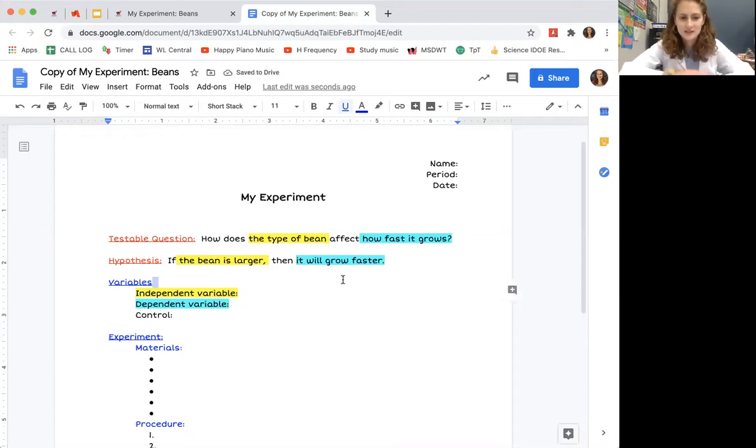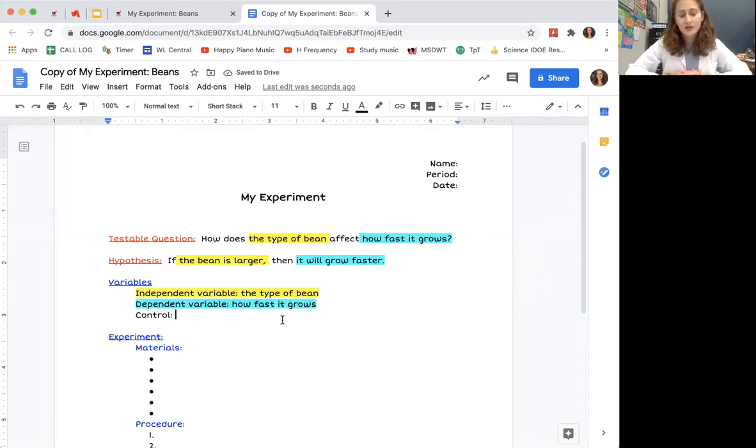That's my hypothesis. The next step is to identify our variables. That's why I highlighted things in yellow and in blue. The first half of our testable question tells us our independent variable, which is the type of bean. That is what we are changing in this experiment. The dependent variable is what I highlighted in blue: how fast it grows.